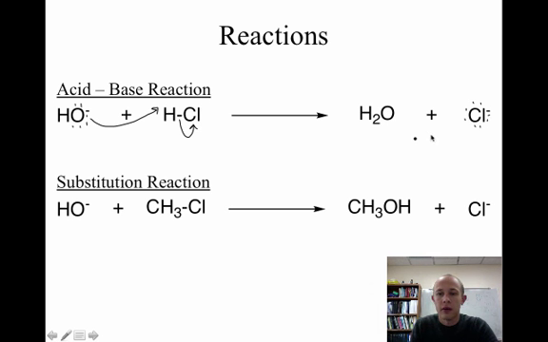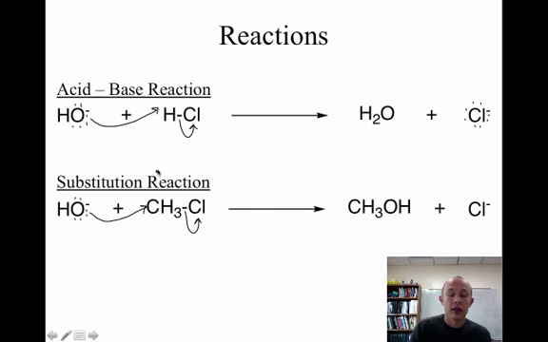Another kind of reaction that we haven't discussed yet is called a substitution reaction. The mechanism is very similar in that hydroxide, in this case, still is donating a pair of electrons, but instead of accepting a proton, accepting a bond to this carbon, and we're still breaking a bond to chlorine to form methanol, or a new oxygen-carbon bond, and a chloride ion.